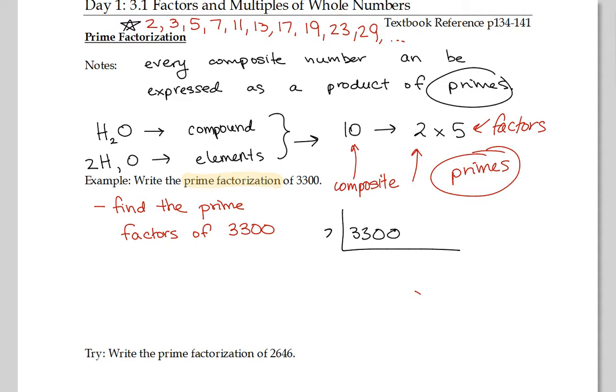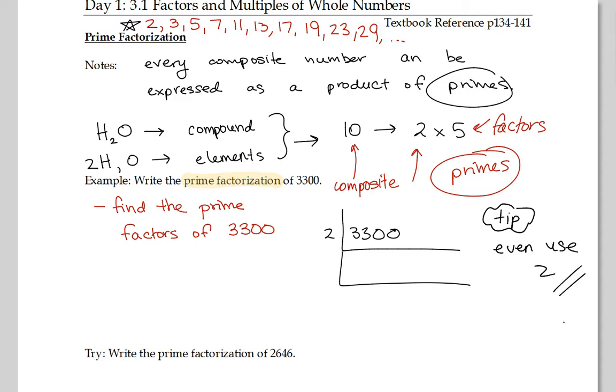Anyways, I'll try 2. Why does 2 work no matter what for this number? Good, because it's even. If it's an even number, try 2. So that's a tip. If it's even, use 2. That's just a tip.